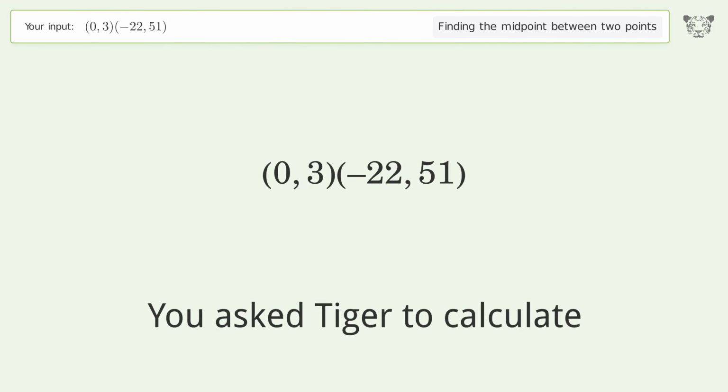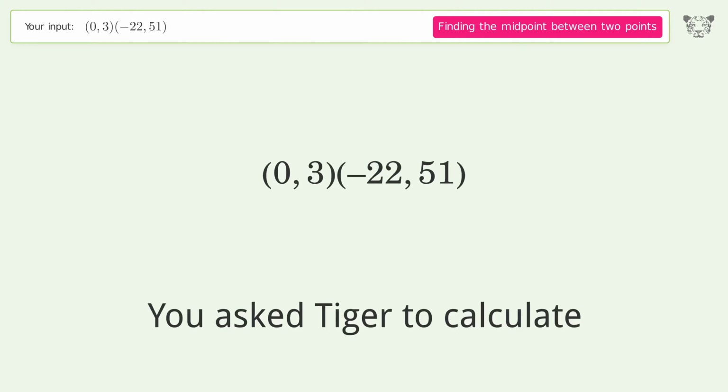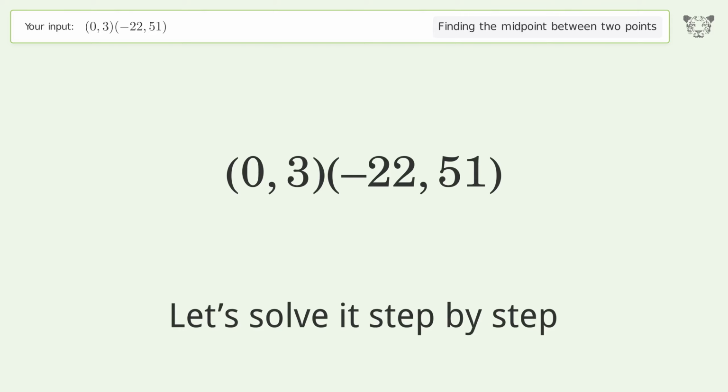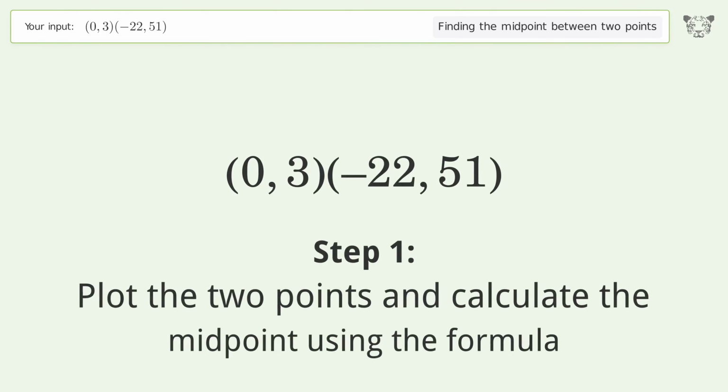You ask Tiger to calculate. This deals with finding the midpoint between 2 points. The midpoint between the 2 points is negative 11, 27. Let's solve it step by step. Plot the 2 points and calculate the midpoint using the formula.